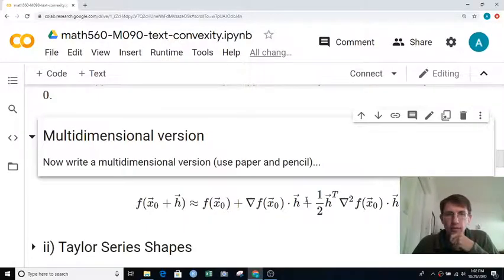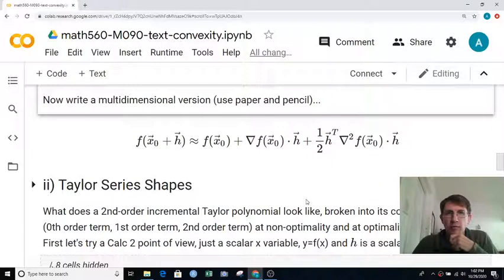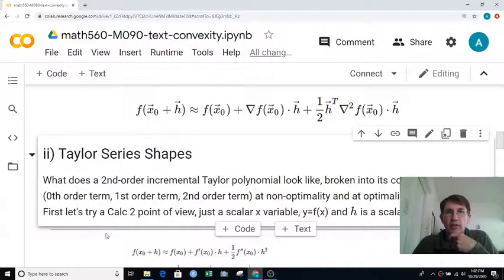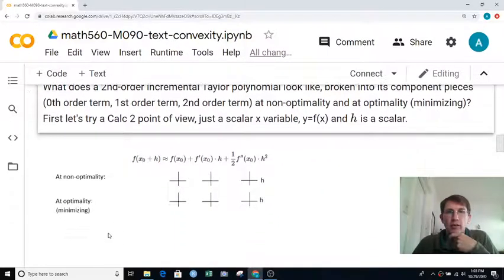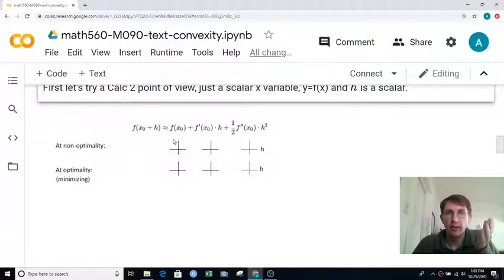Let's talk about some Taylor polynomial shapes. What do Taylor polynomials look like when we break them into their component pieces? So let's first just look at a Calc 2 view. So here's our constant term and our first order term and our second order term. So go ahead and sketch what each of those looks like at a point that's probably not optimal. And then once we do that, we'll come back and try sketching them at optimality. So pause the video while you sketch what each of those terms looks like in the non-optimal case.